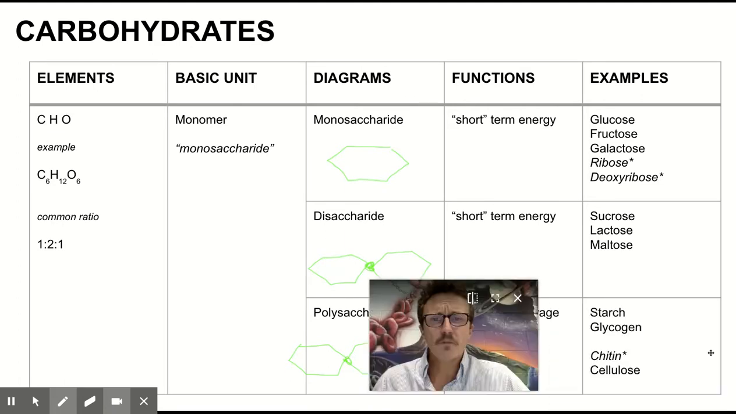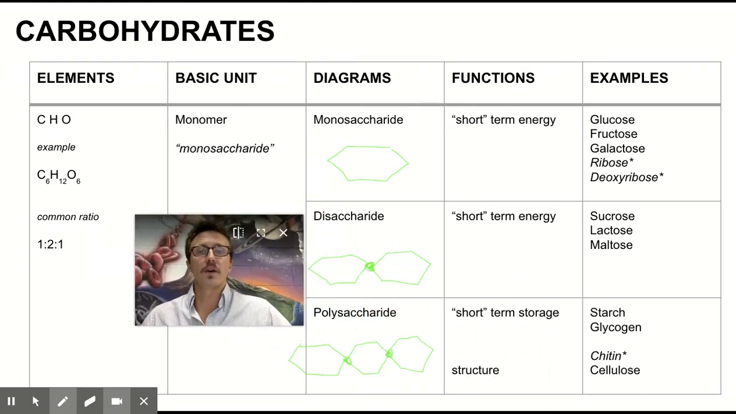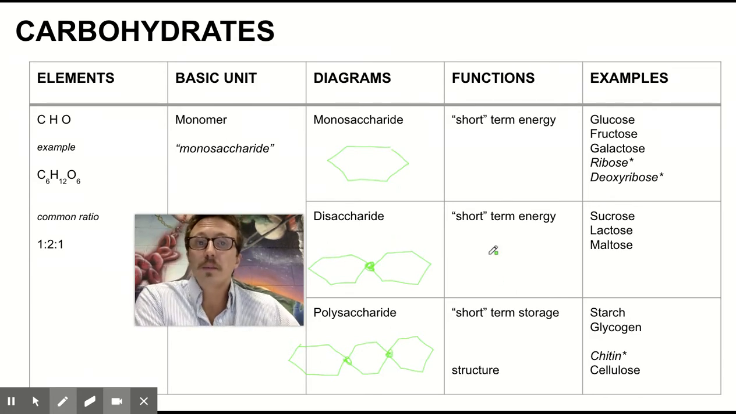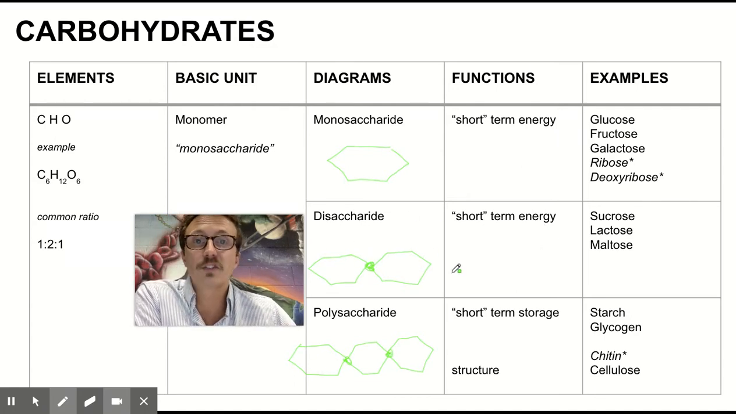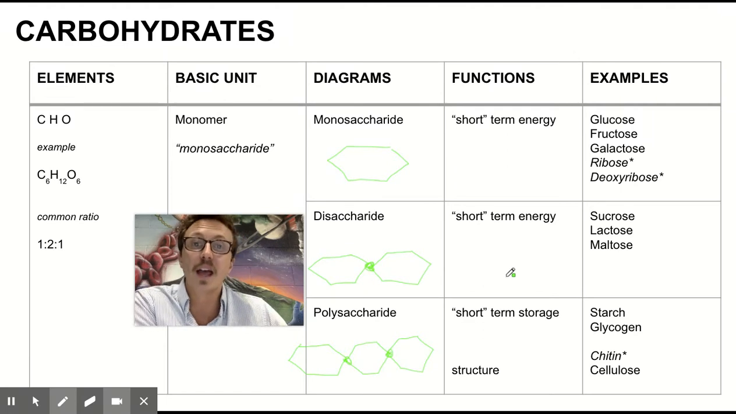So, from a biological standpoint, what are the functions of carbohydrates? Well, it's all about short-term energy. Monosaccharides are typically used by cells for short-term immediate energy. All right, glucose is the primary source of energy for most, if not all, cells. Disaccharides are also going to be used for short-term energy, but since we have more than one, we're actually going to have a slightly larger amount of energy.